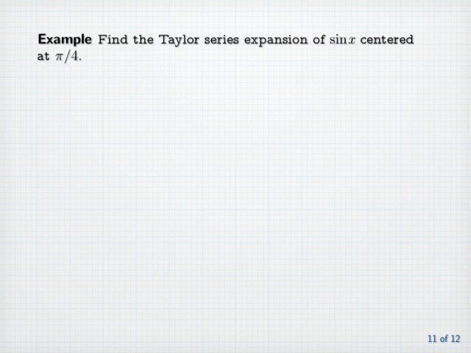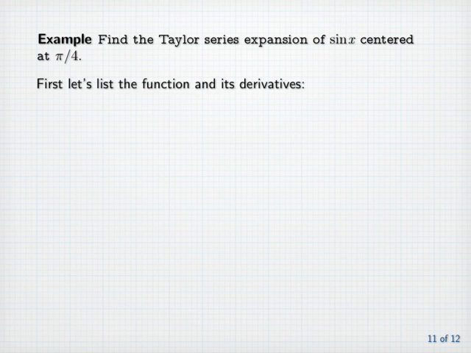Example. Find the Taylor series expansion of sine x centered at pi over 4. First, let's list the function and its derivatives. Sine x, the first derivative is cosine x, second derivative is minus sine x, third derivative is minus cosine x, and by the time we get to the fourth derivative, we're back to sine x again.